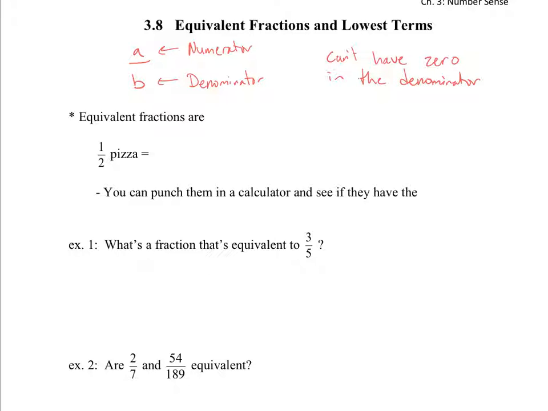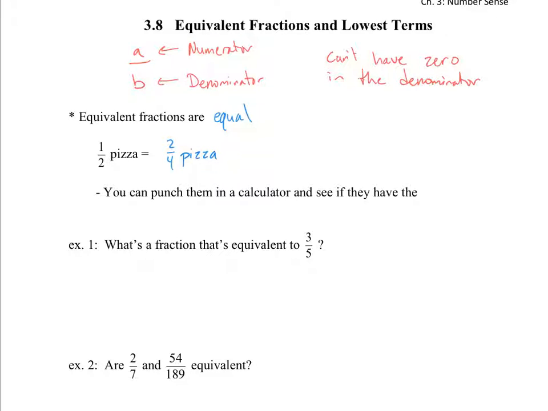Equivalent fractions. Equivalent fractions are equal. When something's equal, it means they're the same value. So, an equivalent fraction to 1/2 of a pizza, if you had 2/4 of a pizza. Okay, so 1/2 of a pizza is the same as 2/4 of a pizza. And you could do another one. You could say 3/6, 4/8, right? That's equivalent. 9/18, yeah.